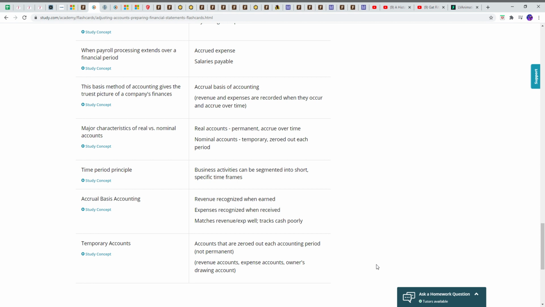Major characteristics of real versus normal accounts: real accounts are permanent and accrue over time. Normal accounts are temporary and zeroed out each period. Time period principle: a business's activities can be segmented into short, specific time frames.